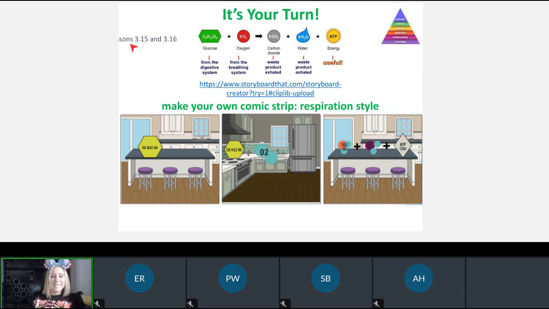Lessons 3.15 and 3.16. If you go to the storyboard, this is for a participation grade. You'll be getting points in, what's it called? Live school. Yep. Live school participation points. And it's fun. It's a fun way of just processing this information.